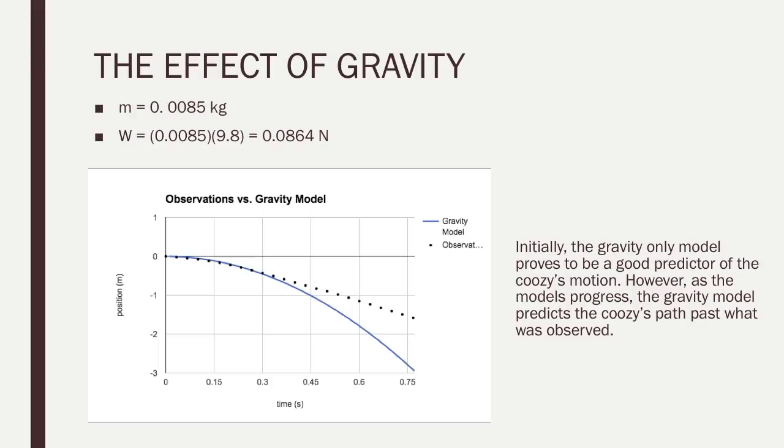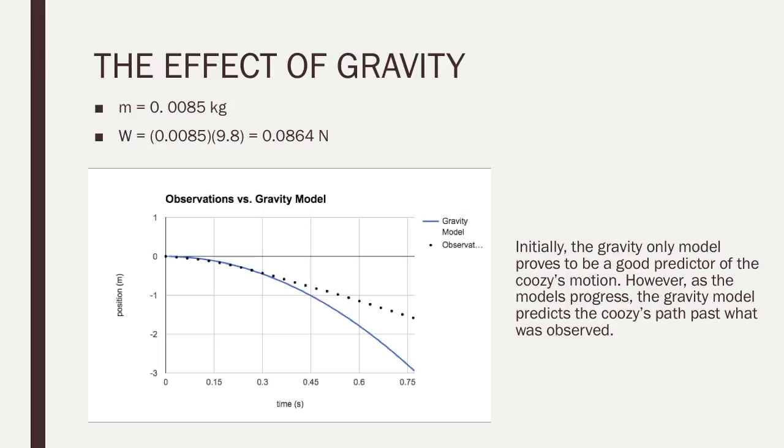The effect of gravity: how I calculated it, first of all, was to calculate the weight of the object. So the mass of the koozie was 0.0085 kilograms, and the weight of the object is the mass times the gravitational constant. So the weight of the object came out to be 0.0864 newtons.